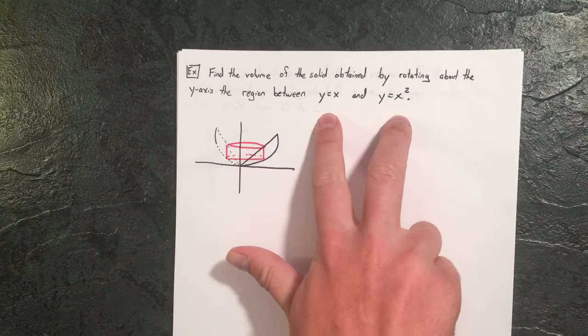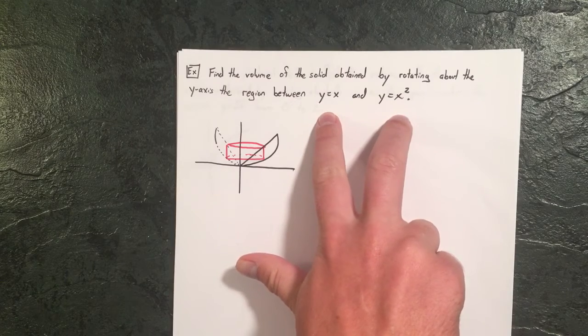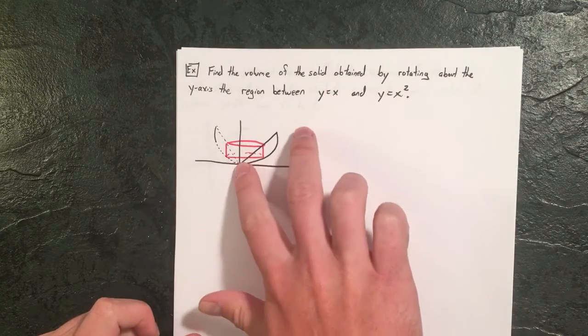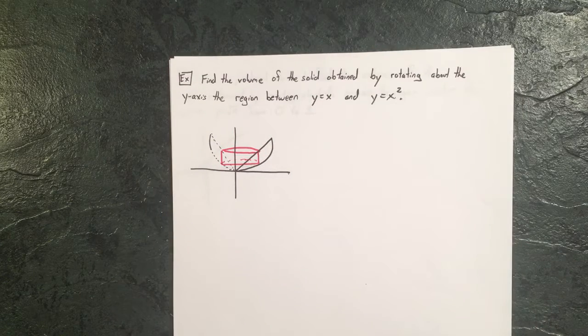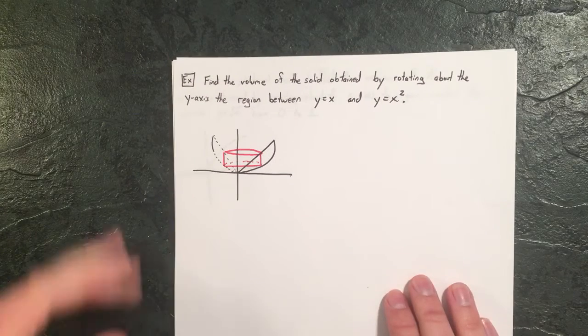So we got to know where these two are actually passing, or what their bounds are. So we know they cross at (0, 0) and (1, 1), because we've done a bunch with x and x squared. You can just set them equal to each other, in case you didn't know that. But we are looking to use kind of the shell method here.